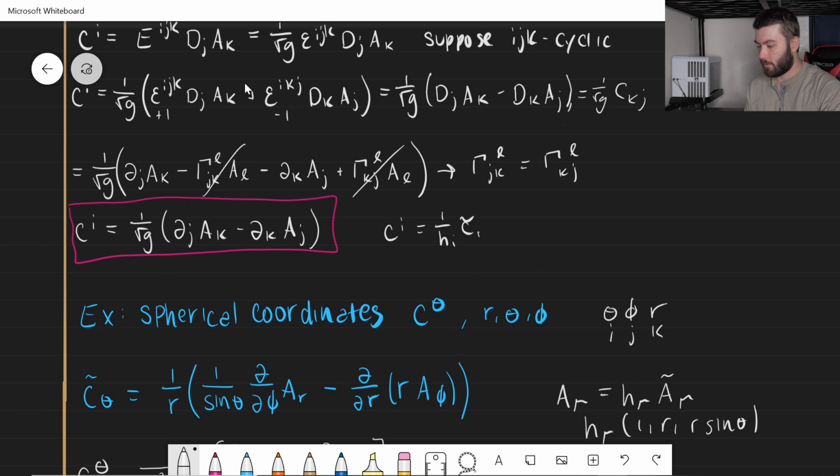If you ever want to calculate the curl in a certain coordinate system, but you don't feel like memorizing them all, you can just use this equation, which is just weighted by this 1 over root g, and you can relate it to the ordinary vectors by dividing by that h mu, just as usual.